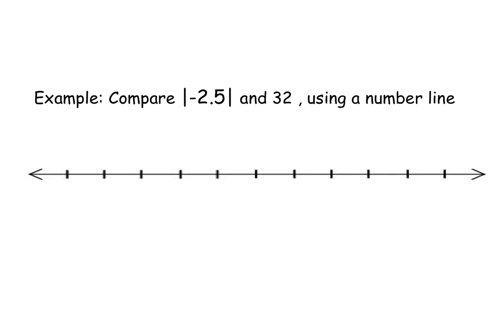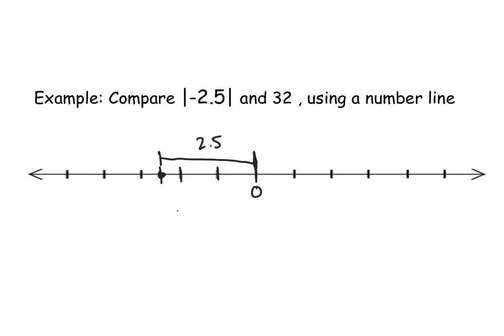In our next example, we'll compare negative 2.5 and 32. Now, some of you right away might be thinking about this one and thinking, well, wait a second, I already know which one's bigger. And I hope you do. Without even drawing this out, I want you to notice that the absolute value of negative 2.5, that is the distance a number is from 0, is going to be 2.5.